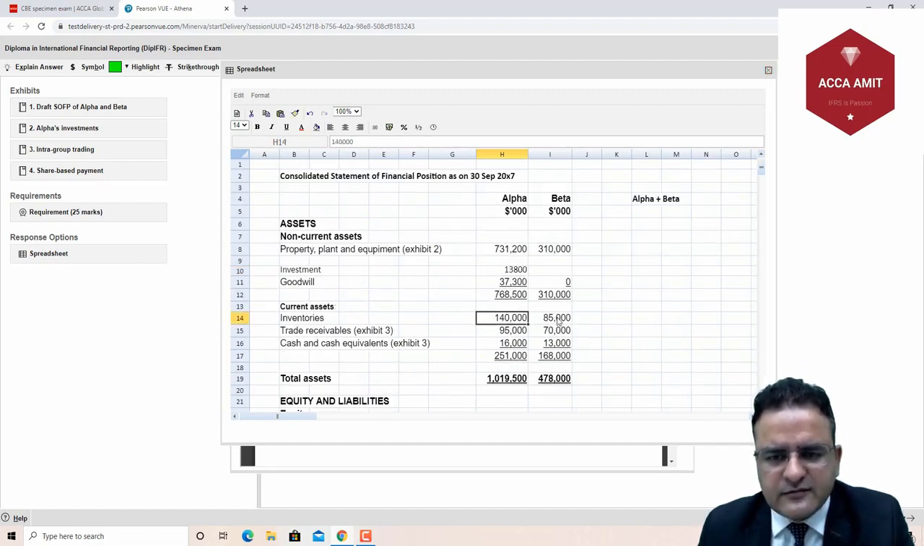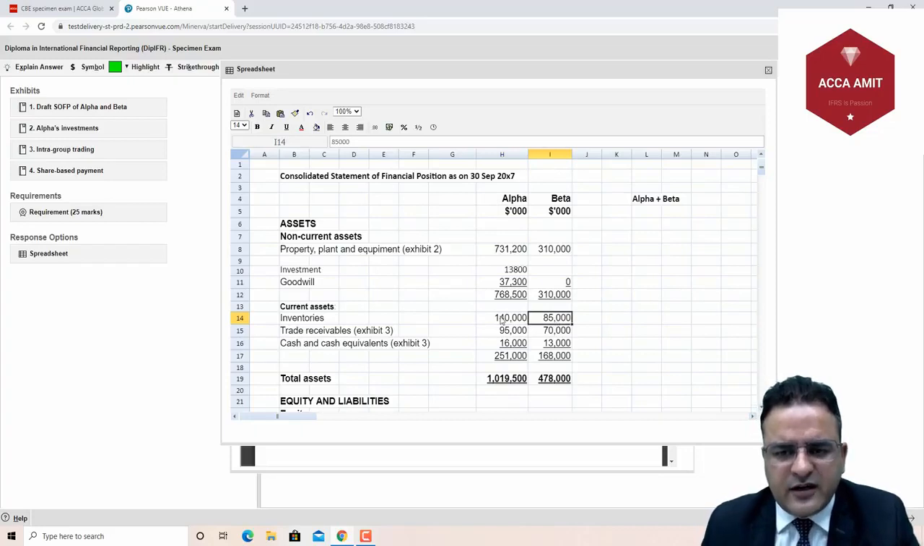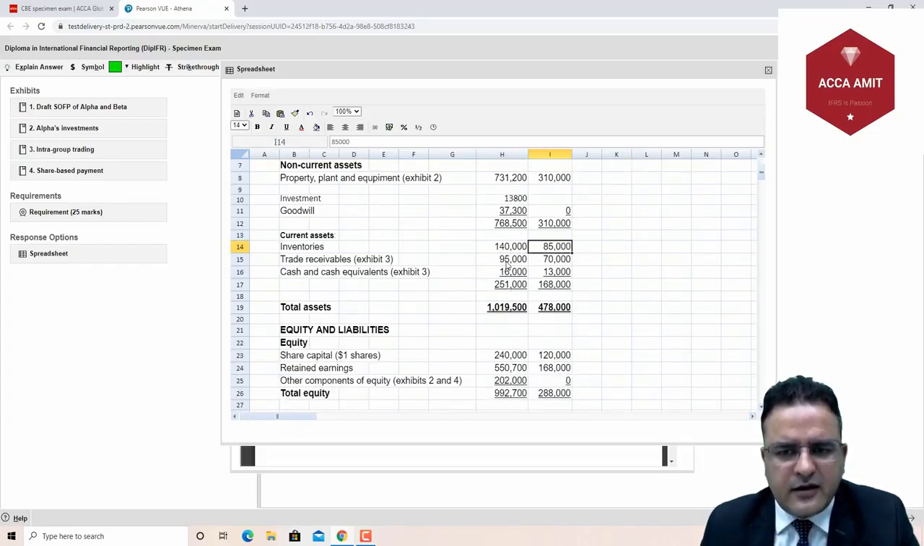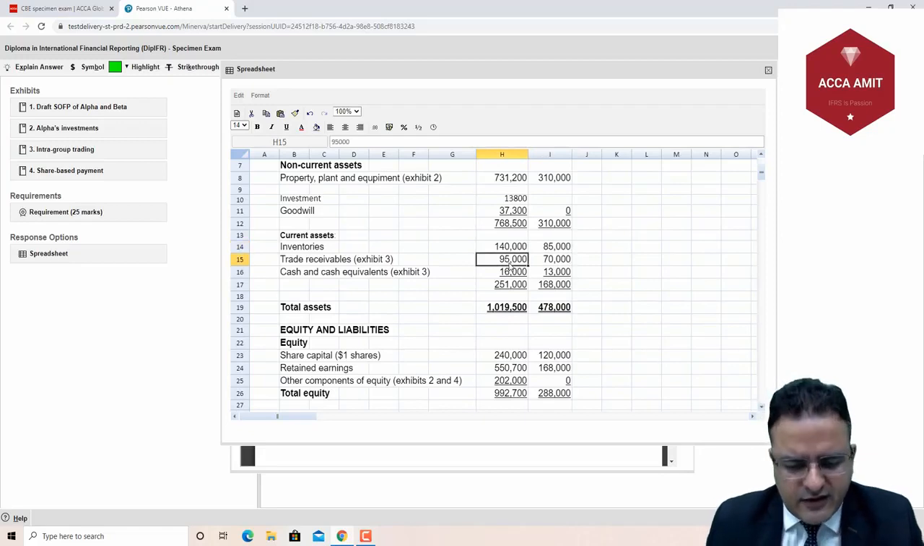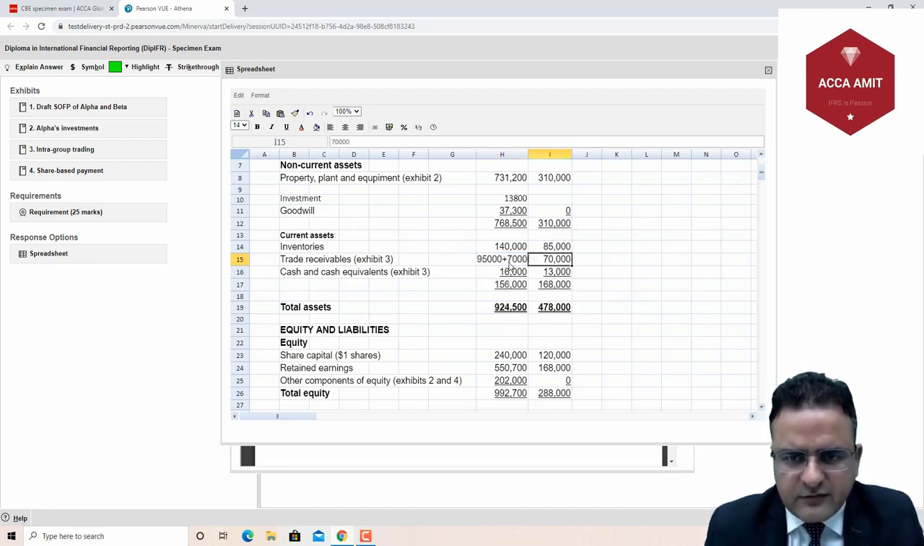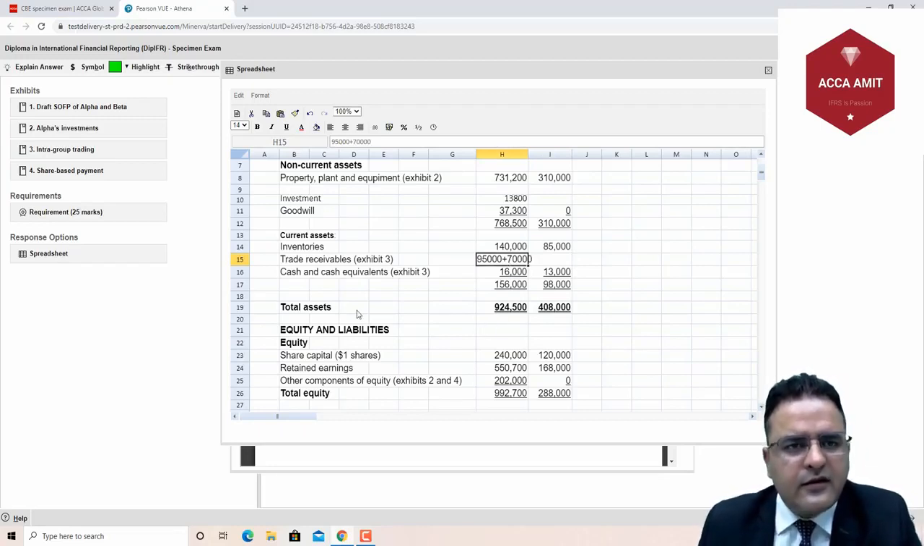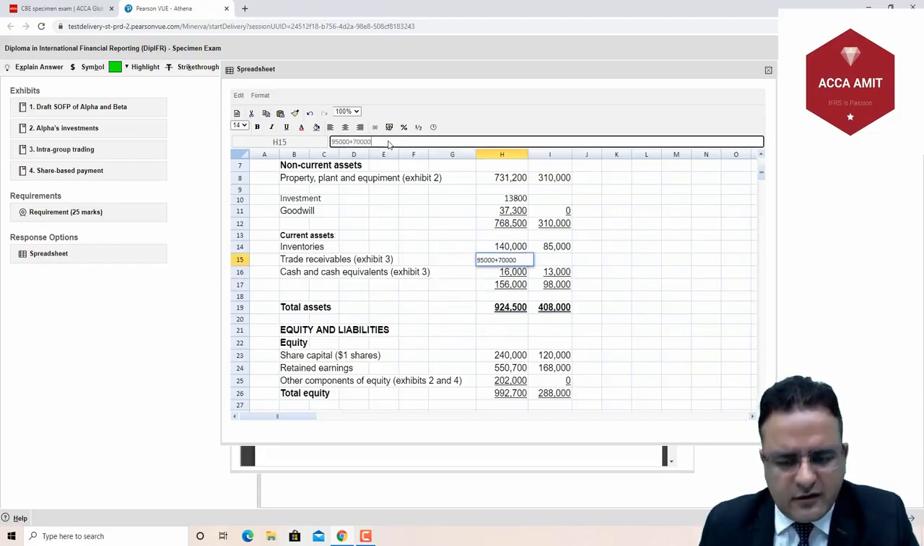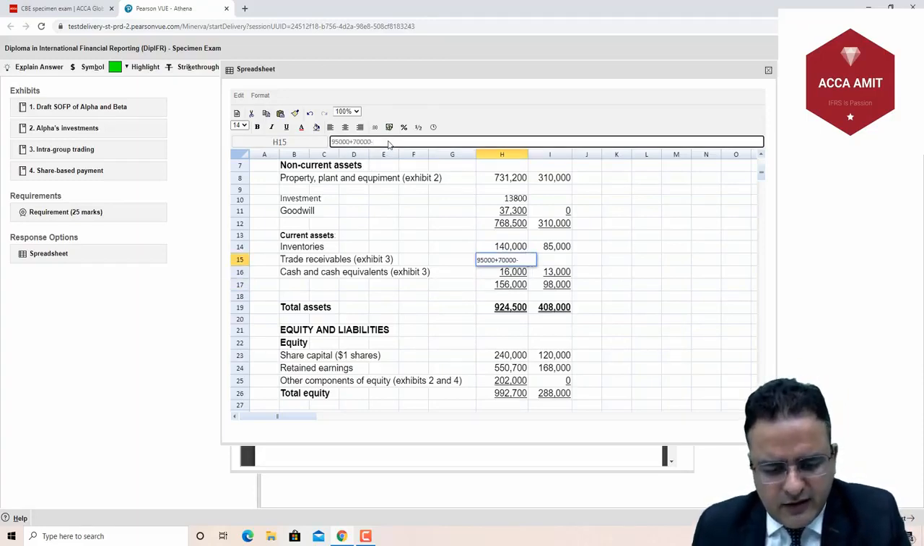Now this 140 plus 85, and 95,000 plus 70,000, this will be presented like this: 95,000 plus 70,000. The receivables is assumed to have been received this amount of 8,000. So minus 8,000, that is exhibit 3.